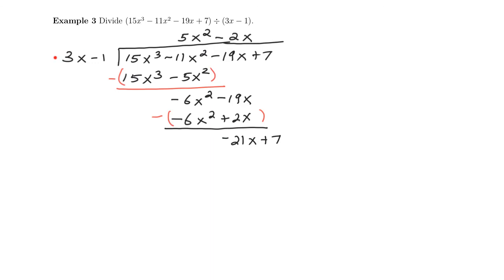If I multiply this by -7, it's going to cancel this. So I'll put -7 here. I'll get -21x plus 7. Those are identical, which is great, because if you take the difference, you're just left with a remainder of 0. And here it is. We divided 3x minus 1 into the polynomial, and what came out was 5x squared minus 2x minus 7, and that is it.